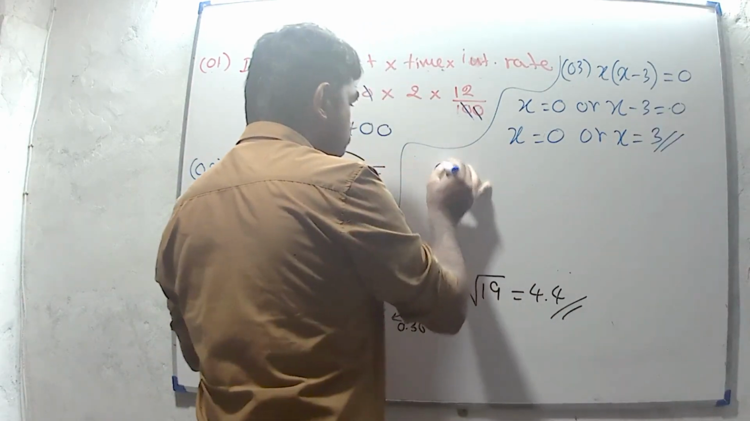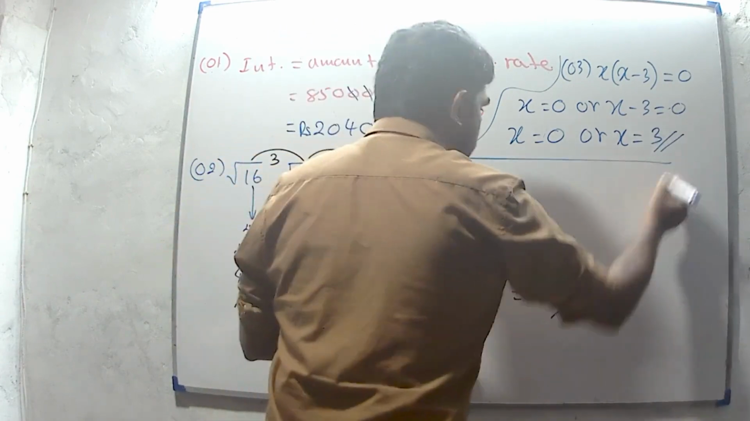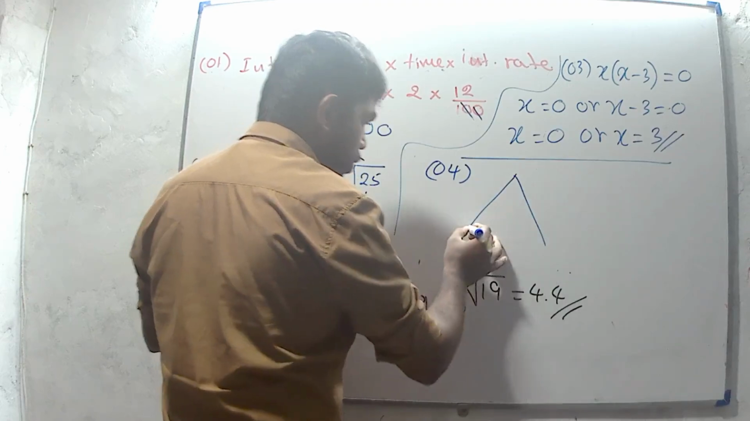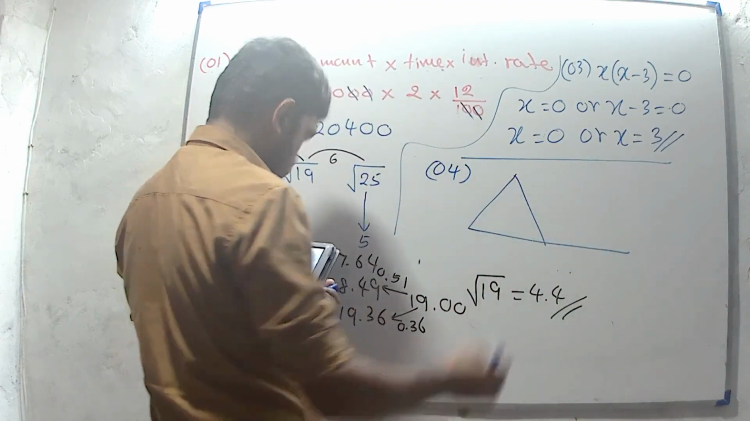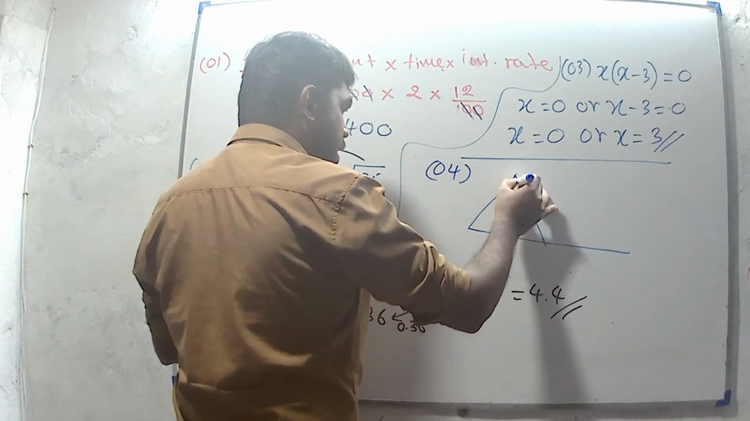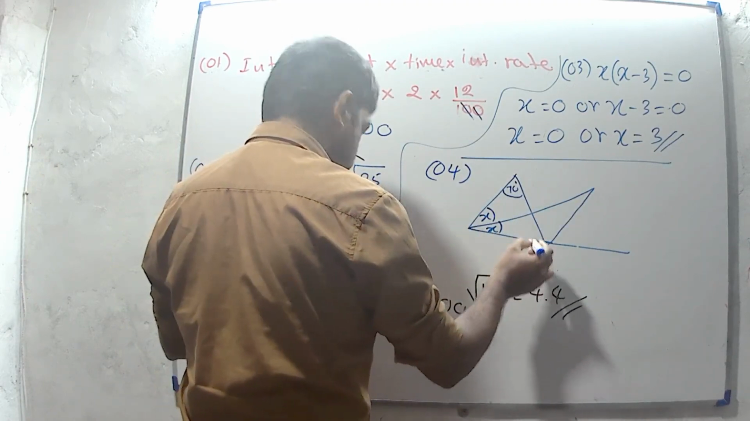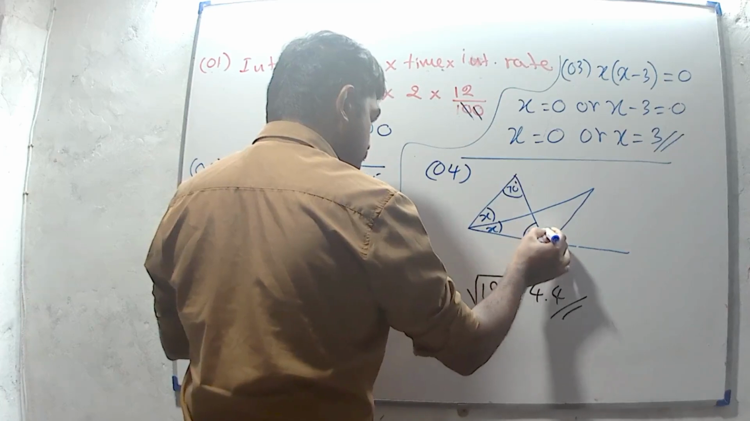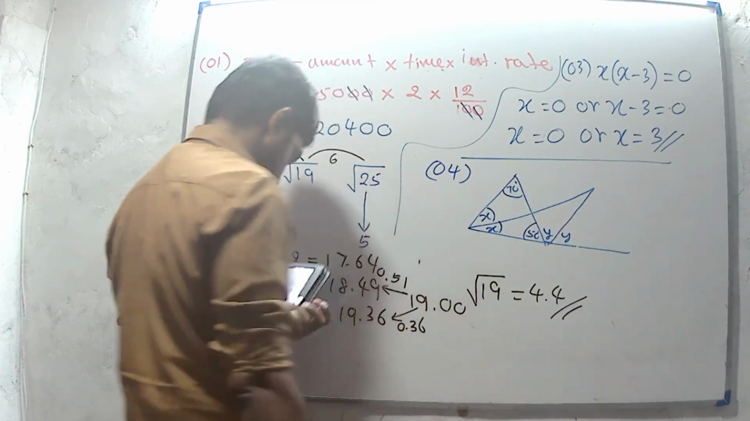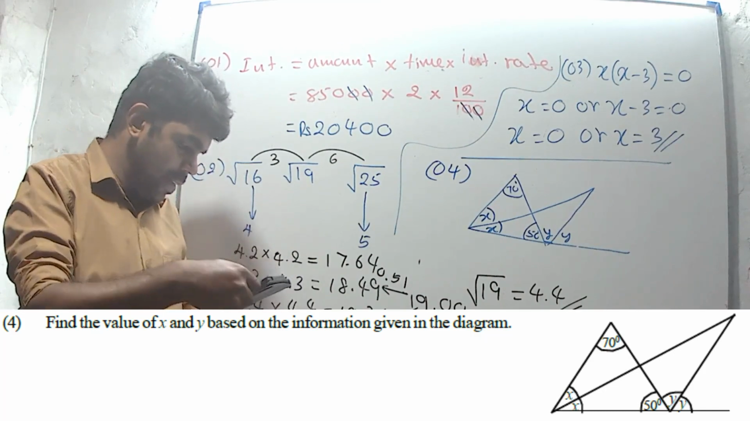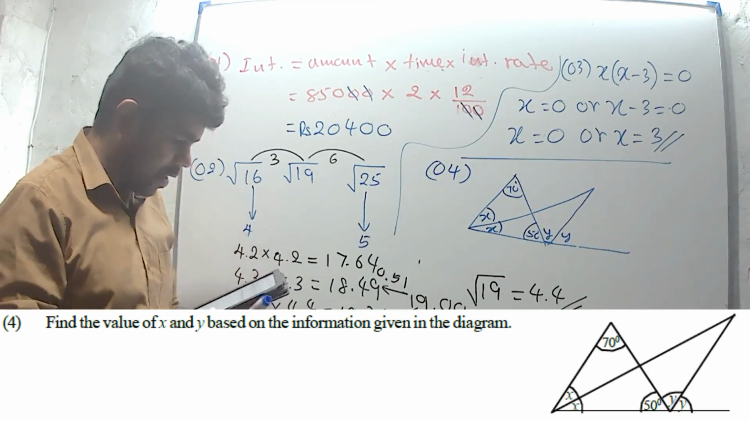Question number 4. I will draw the diagram to explain. You can write only the answer. This angle is given as 70 degrees. X. This angle 50. Y. Find the value of x and y based on the information given in the diagram.